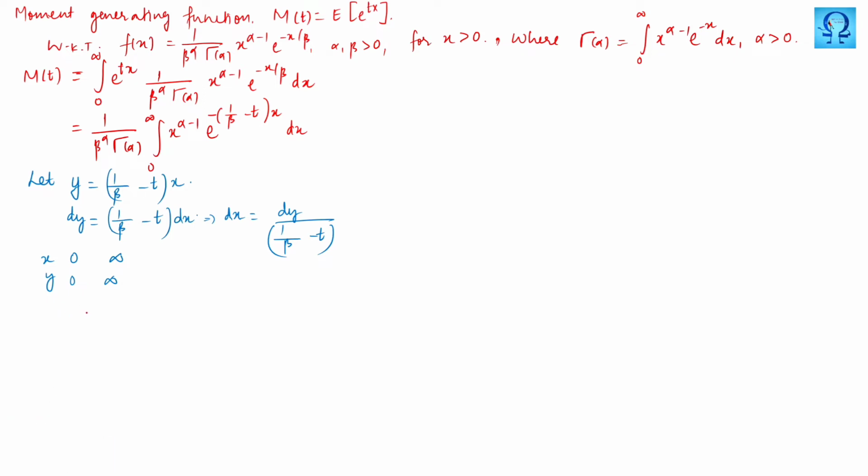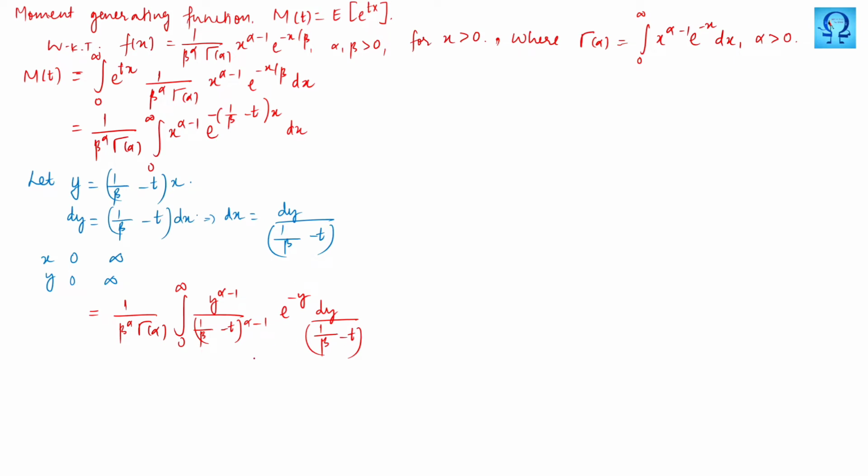Therefore our M of t will take the form of the integral from 0 to infinity. From this, you can very well write down the expression for x, that is y upon 1 upon beta minus t, the whole power alpha, and this is y to the power alpha minus 1, e to the power minus y, and this is dy upon 1 upon beta minus t to the power 1 itself.